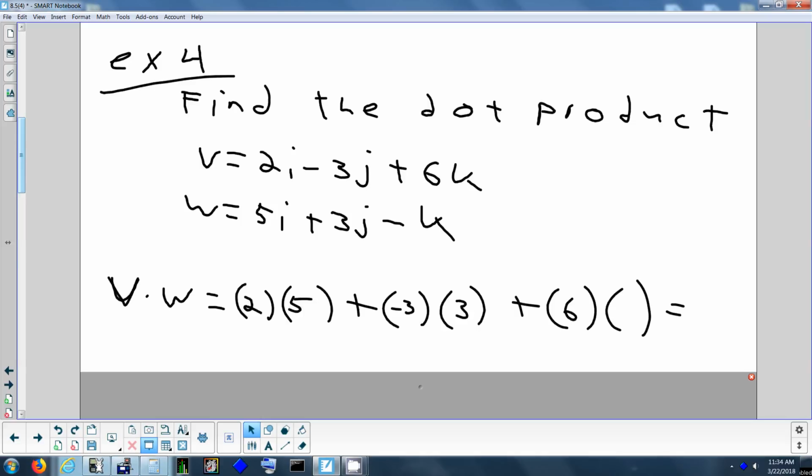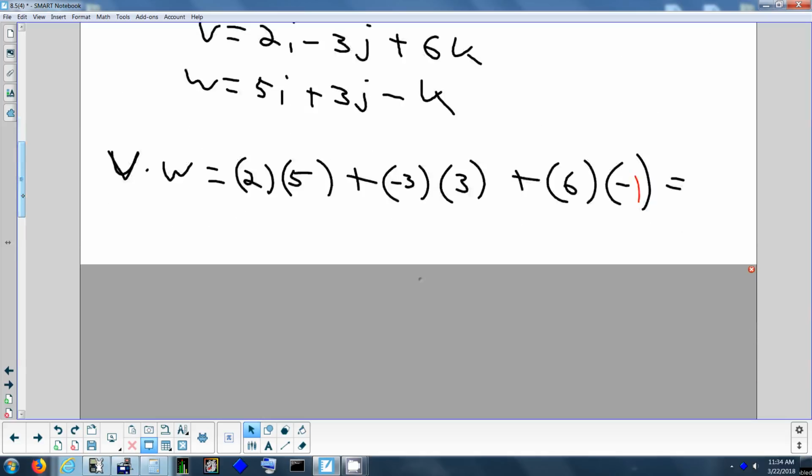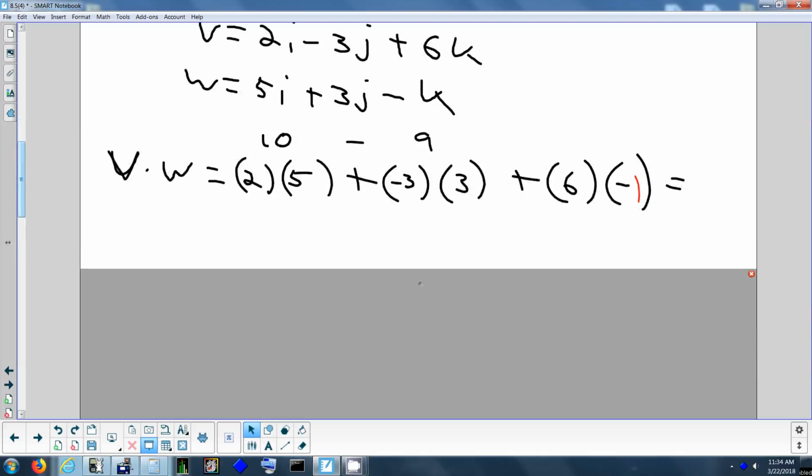6 and -1. Now, is the dot product commutative? Yes. If you switch the order and do W dot V, you would have gotten the same answer. So had Ezekiel said 5 and 2 instead of 2 and 5, technically it's the same answer. All right, so we get 10 minus 9 minus 6. What's 10 minus 9 minus 6? -5. And that is the dot product.